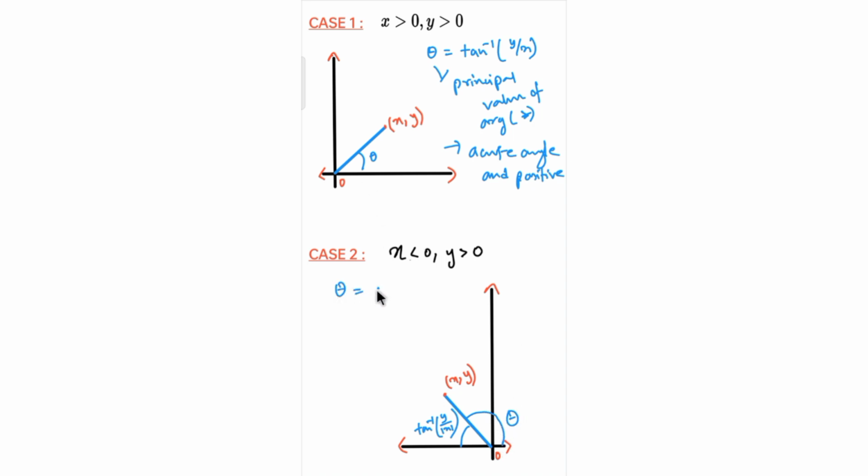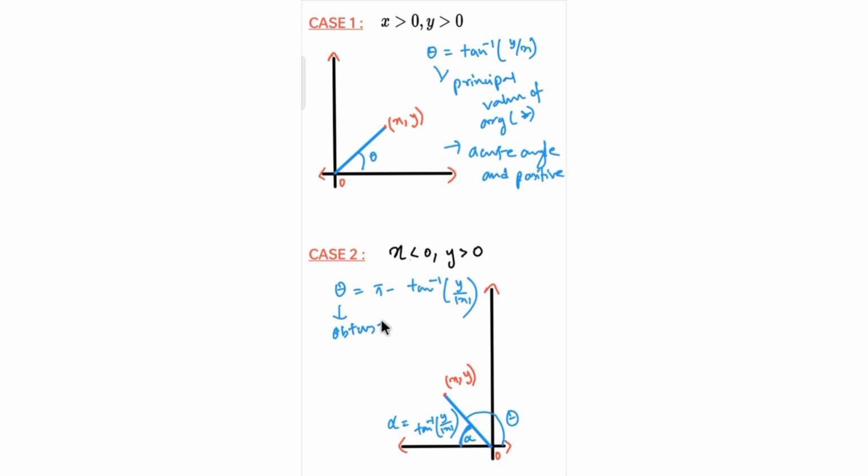So theta is equal to pi minus tan inverse of y by mod x. So tan inverse of y by mod x is the actual angle. If I assume this as some alpha, this angle alpha is tan inverse of y by mod x, because I need to make sure the value inside tan inverse is positive, so that I could get the acute value. And because it's an acute value, pi minus acute is an obtuse angle.